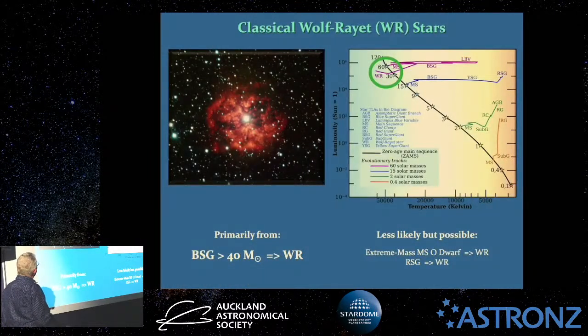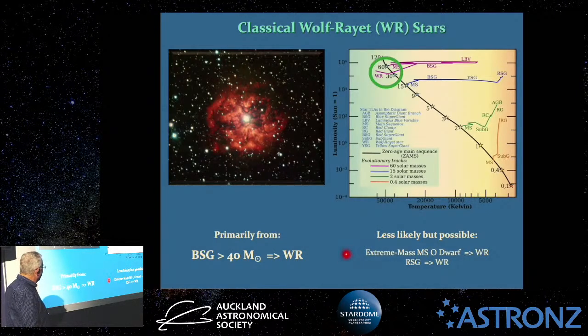Your classical Wolf-Rayet stars, there are three ways you can get them. Primarily, it's from a blue main sequence star greater than 40 solar masses. Remember, less than that, and it remains stable and swells out to a red supergiant. But more than that, and it just loses its material in a continuous fashion to expose the core. And that's the most common way you get a Wolf-Rayet star.